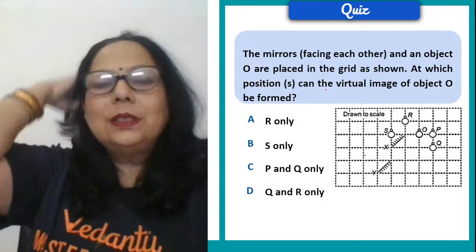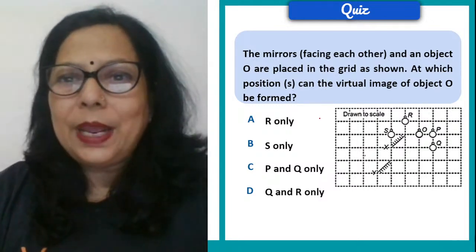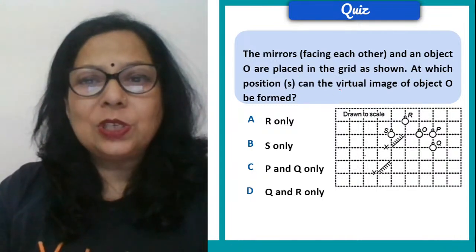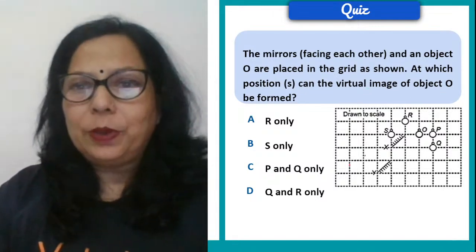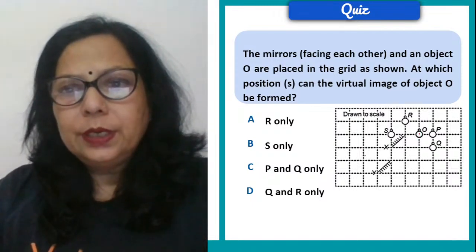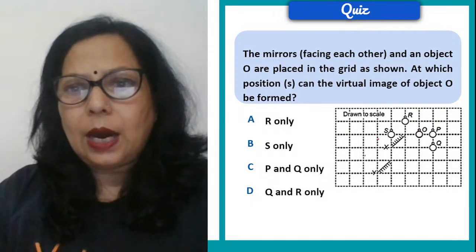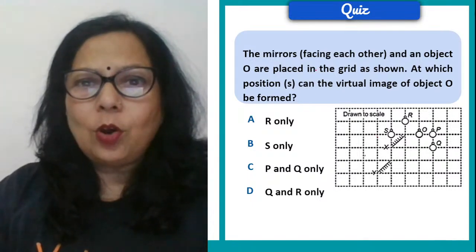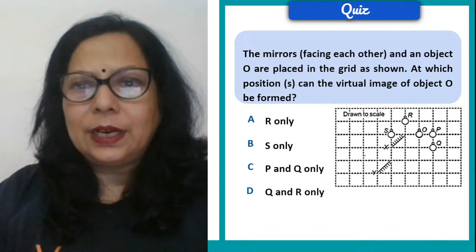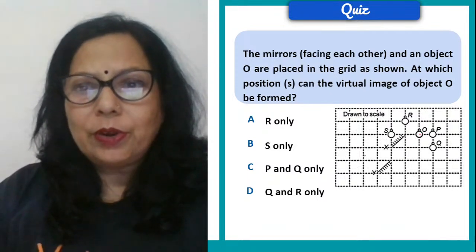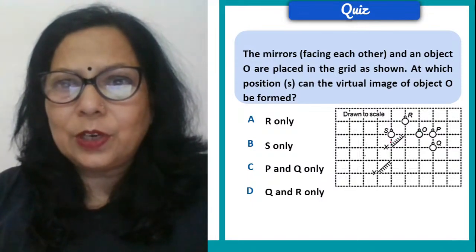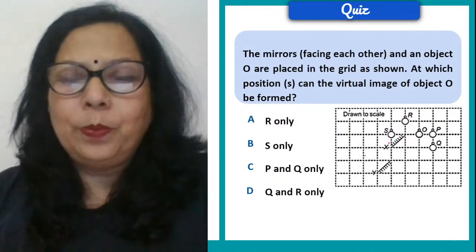Next situation: the mirrors and an object O are placed in the grid as shown. This question has been asked 2-3 times. At which positions can the virtual image of the object O be formed? Yes. Where is the object O? This is O, P, Q, R, and S. The mirror and an object O, this is the mirror, are placed in the grid as shown. Right. So the rays will fall, and where will the image be formed? At which positions can the virtual image of the object O be formed?